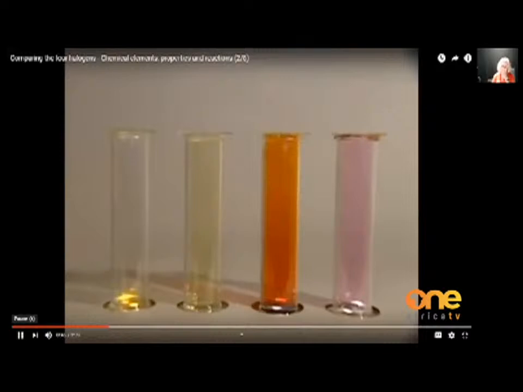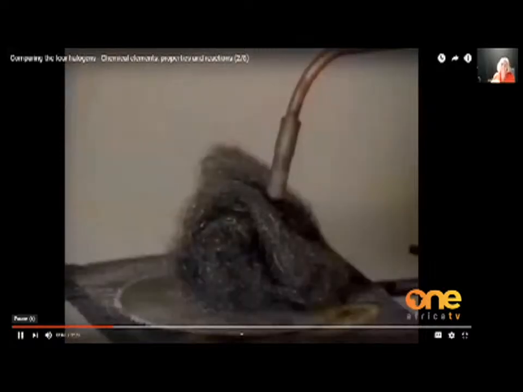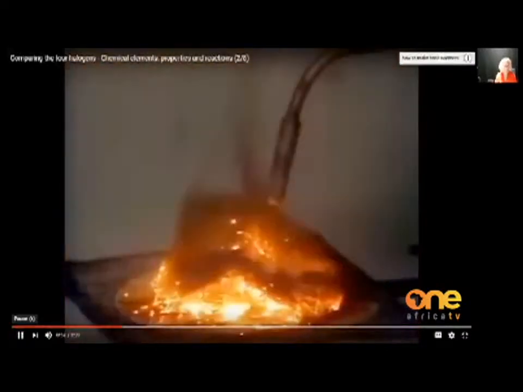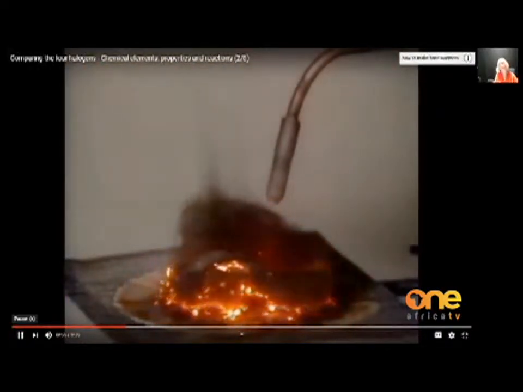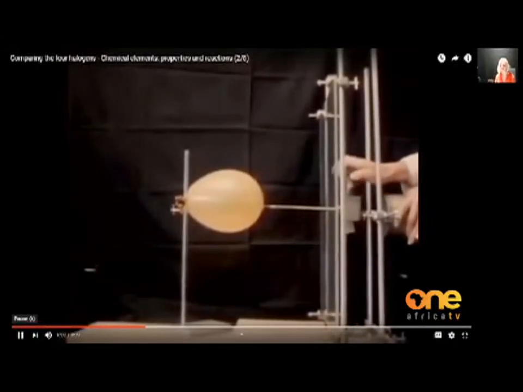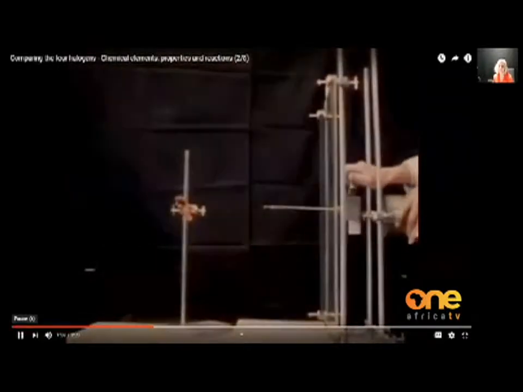Fluorine reacts often ferociously with almost everything else. A stream of fluorine instantly sets iron wool on fire, and it does the same thing to charcoal. Now let's see the reaction with hydrogen. There's hydrogen in the balloon. A jet of fluorine gas pierces the balloon and explodes with the hydrogen inside.